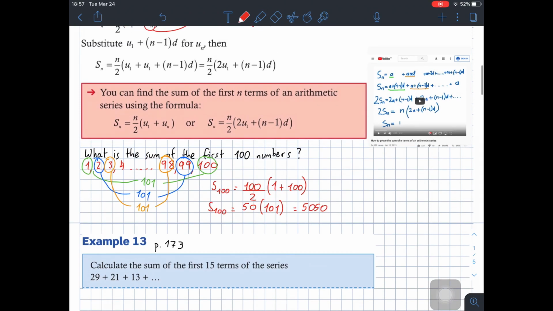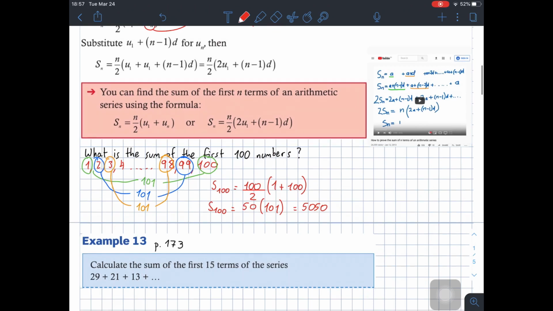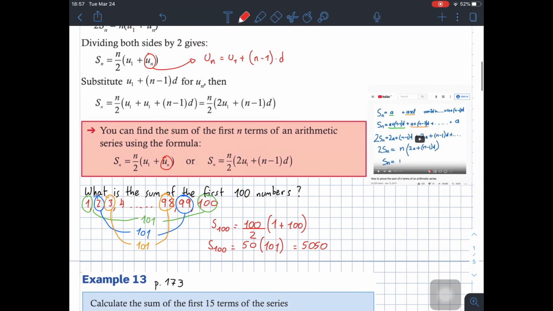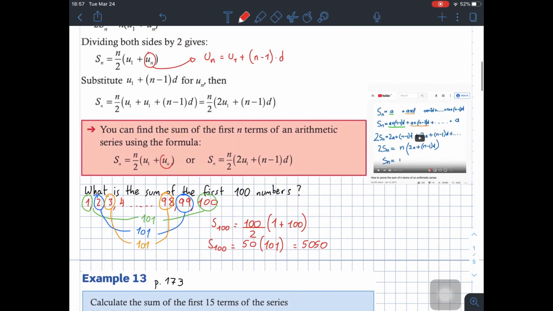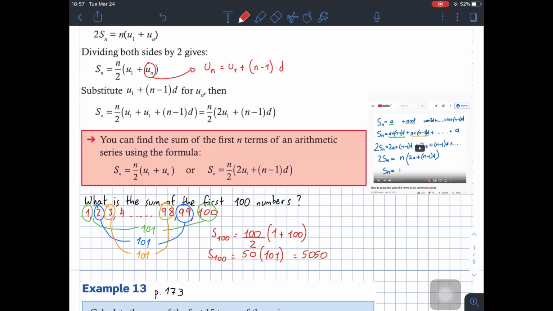If you pay attention to this formula over here, you'll see that that's exactly what we did here. It's half of the numbers we have times the first term plus the last term. And if you remember the formula to calculate un, which we saw last class, un is the same as saying u1, the first term, plus n minus 1 times the common difference, right?